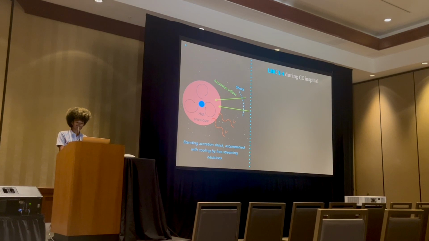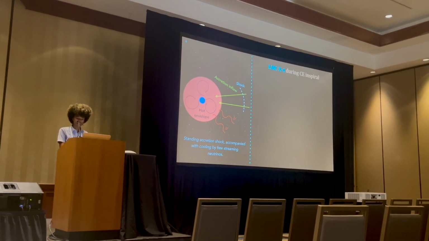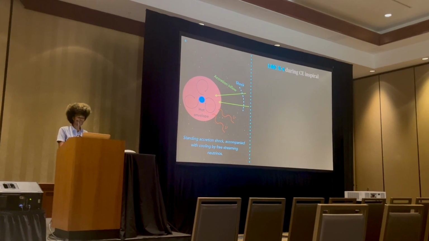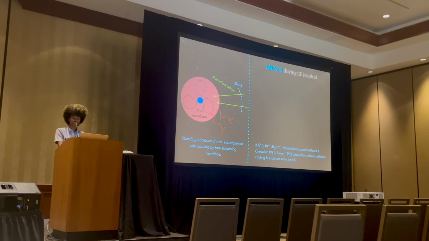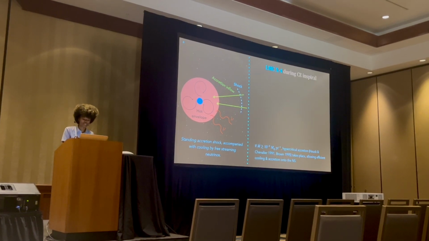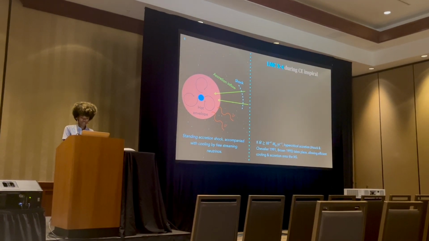And then neutrino cooling is essential as it allows the material to cool and be accreted by the neutron star. So a critical value of the accretion rate is when Ṁ is greater than or equal to 10^-4 solar masses per year.